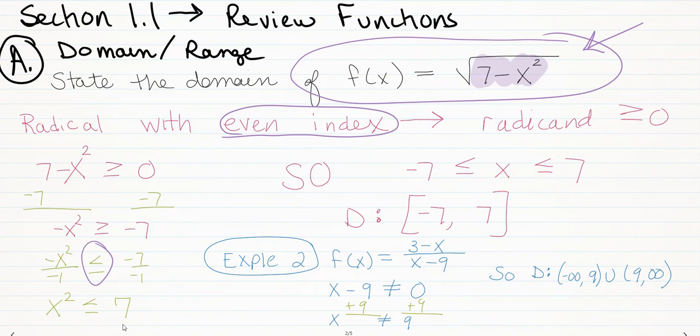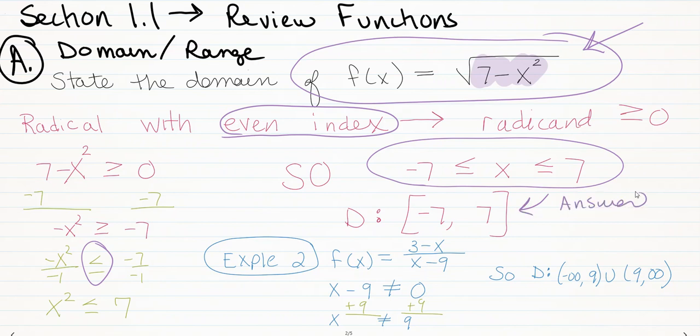If I took the square root of both sides, I'd get the square root of x squared is the absolute value of x is less than or equal to the square root of 7. So in other words, x must lie somewhere between negative square root of 7 and square root of 7. So in interval notation, I could say that the domain is the closed interval from negative square root of 7 to square root of 7. So that means that the negative square root of 7 and square root of 7 are both included.